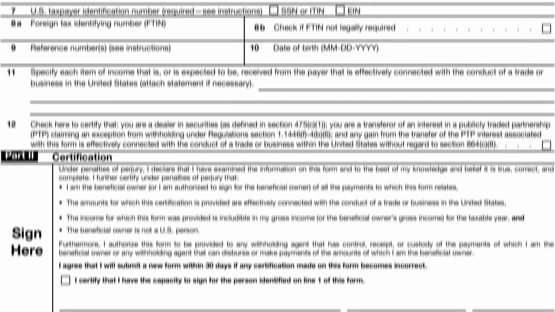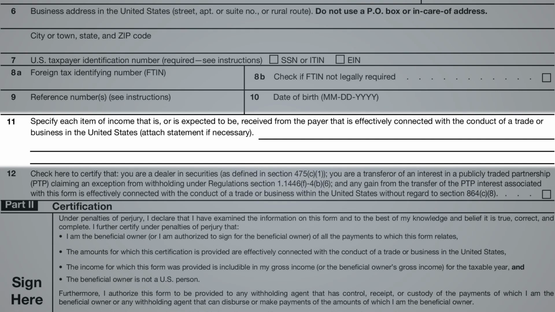As a reminder, line 11 is for specifying each type of income that is or is expected to be received from the payor that is effectively connected with the conduct of a trade or business in the United States.